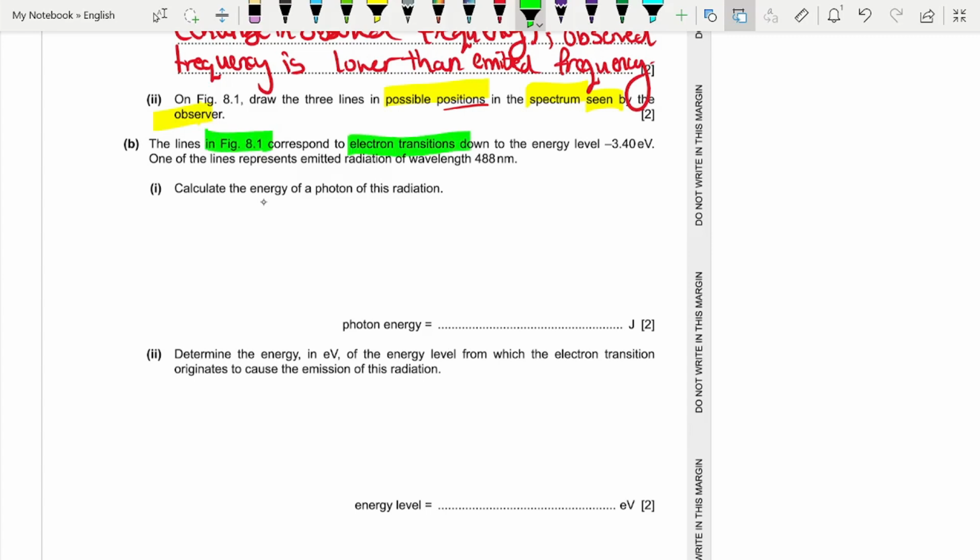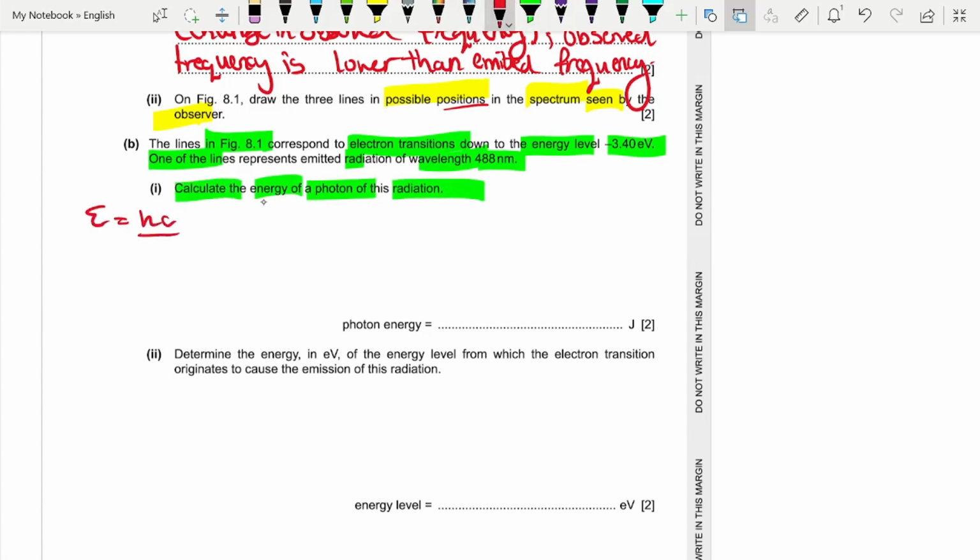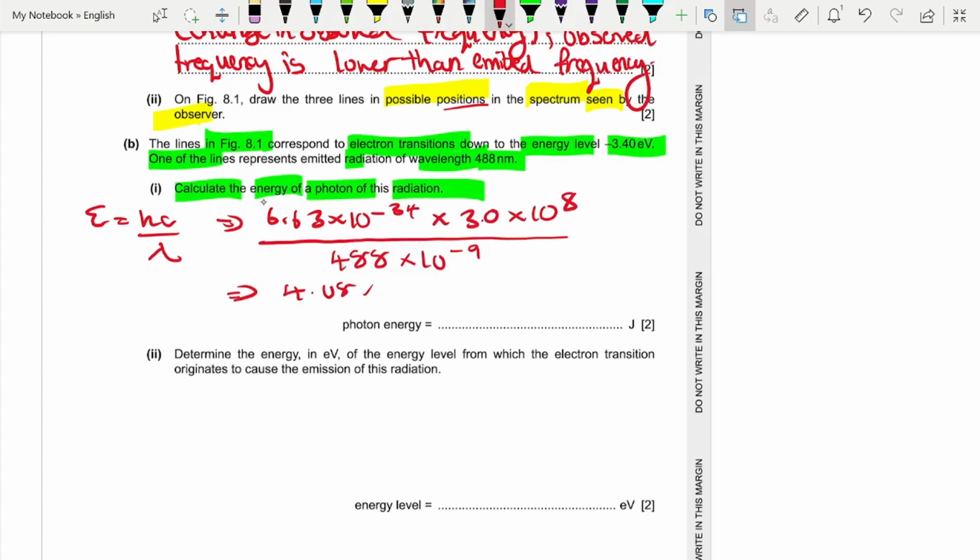The lines in figure 8.1 correspond to electron transitions down to the energy level negative 3.40. One of the lines represents emitted radiation of wavelength 488. Calculate the energy of the photon of this radiation. I have an equation for energy. I know E is equal to hc over lambda. So my h is 6.63 times 10 to the power of negative 34. Put that all in your calculator and you get 4.08 times 10 to the power of negative 19.